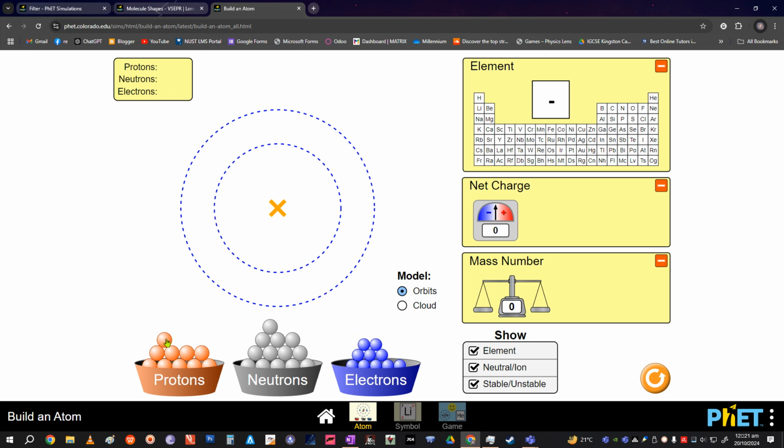I'm going to put back a proton, which is positive. So you see one positive charge, you see the mass number increase, and now you see an element being highlighted. This shows that the protons define how the elements are arranged in the periodic table. So I'm going to put another one. Now I'm at 2 plus, the mass number is also 2, and you've got 2 protons.